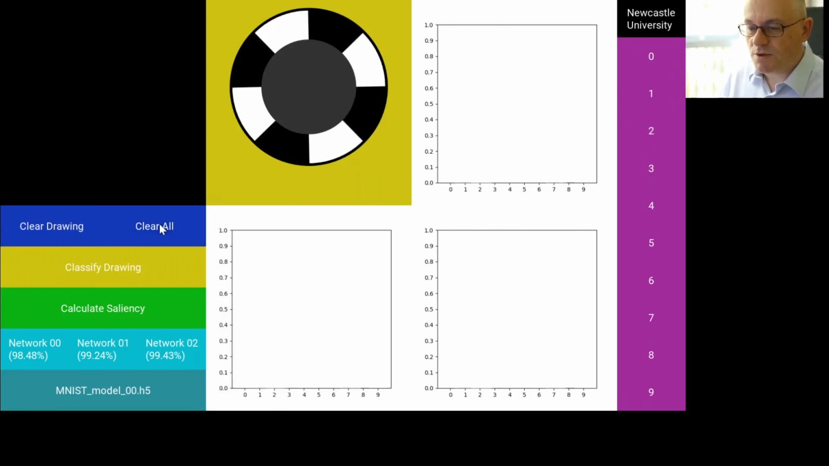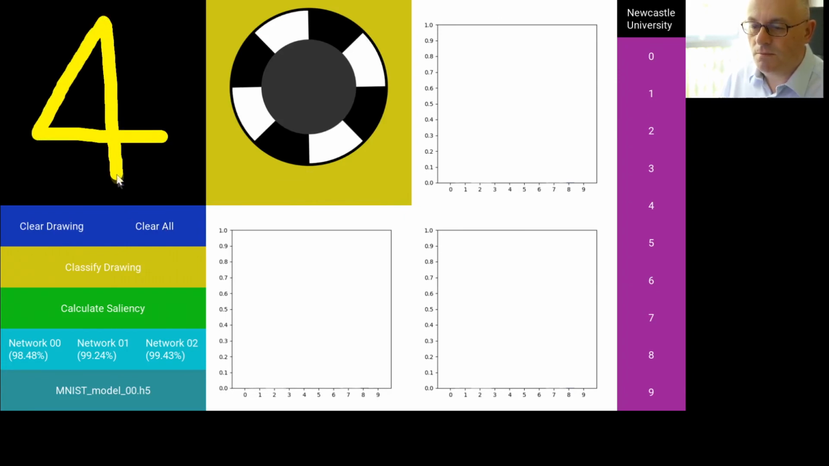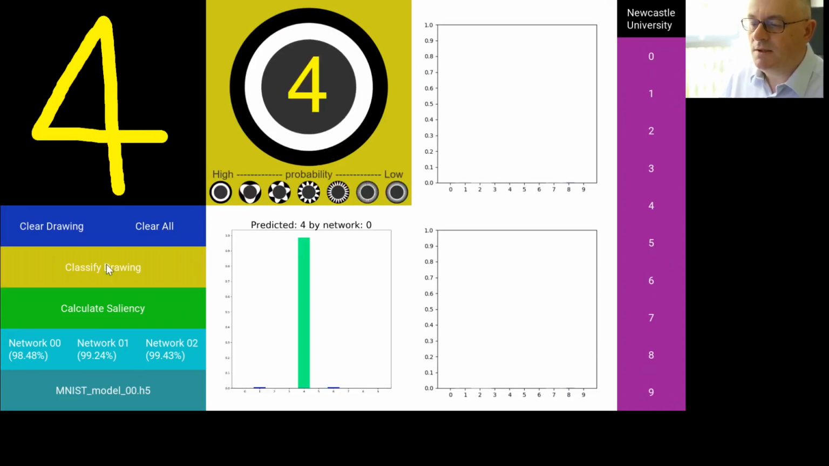If I clear this drawing, we can try a different one. We'll try 4. Hope you'll agree that's a 4. Ask the system to classify this. Again, it's classified it with high probability to be a 4.